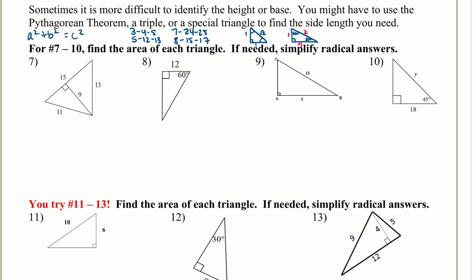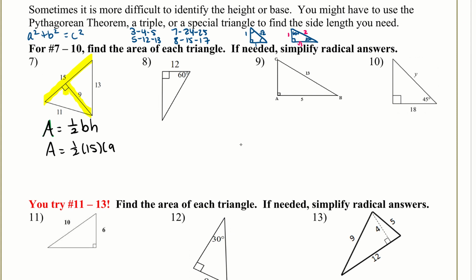We're still finding the area of a triangle. So we're still going to be using area as 1/2 base times height for all of these. The key is what is the base and what is the height. Look for the right angle to help determine that. The two side lengths that form that right angle are your base and your height. So this area is 1/2 of 15 by 9.